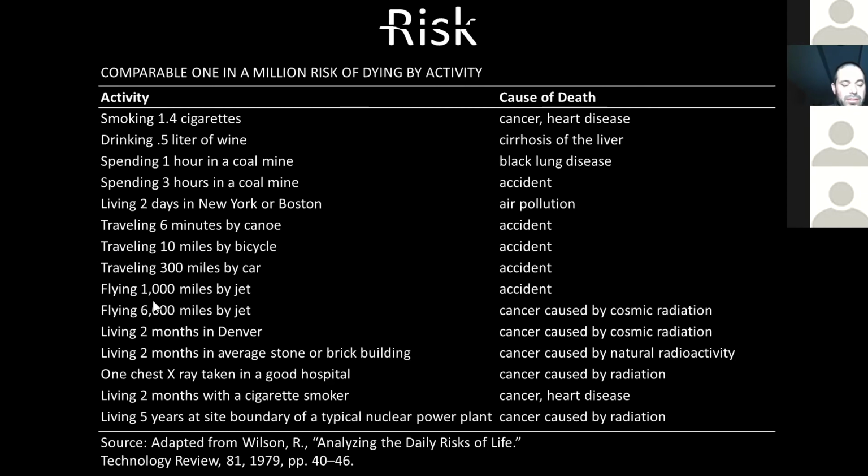There's some other interesting ones here. Flying 1,000 miles by jet, you have a 1 in a million chance of death by accident. Flying 6,000 miles by jet, you have a 1 in a million chance of acquiring a cancer due to that additional cosmic radiation you received at higher altitude. So this table is kind of darkly fun here. And I bring it up as really a reference in saying our risks are low. We assume risks every single day of our life, and the dental radiation risks we assume in our offices by ordering X-ray imaging for our patients is also low.